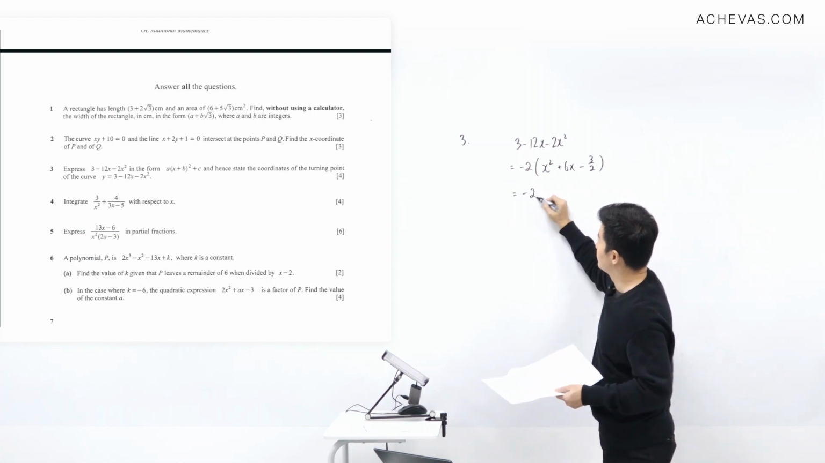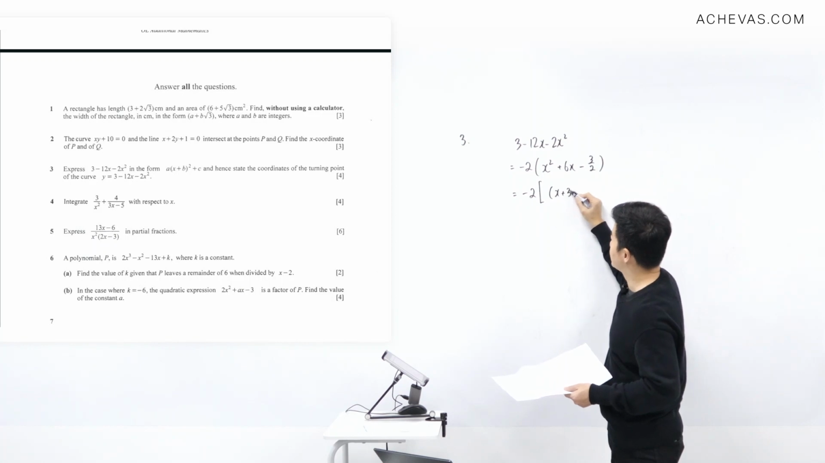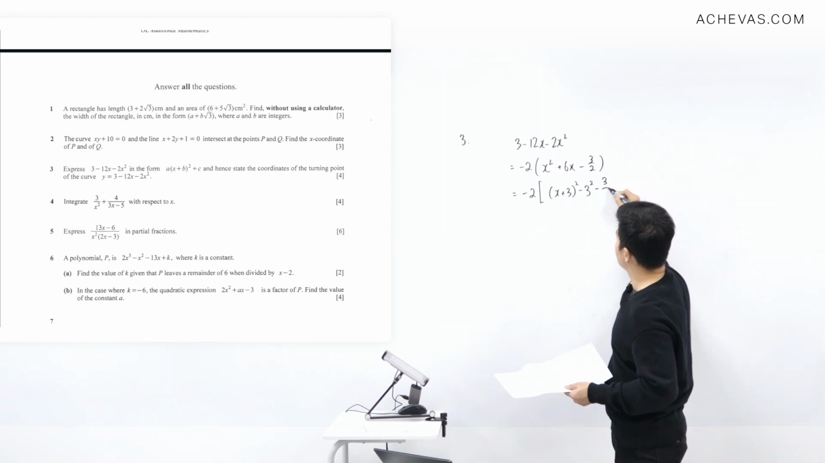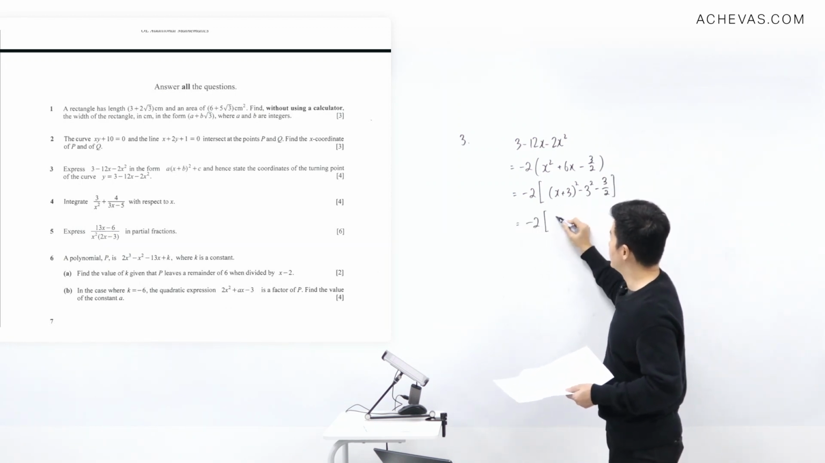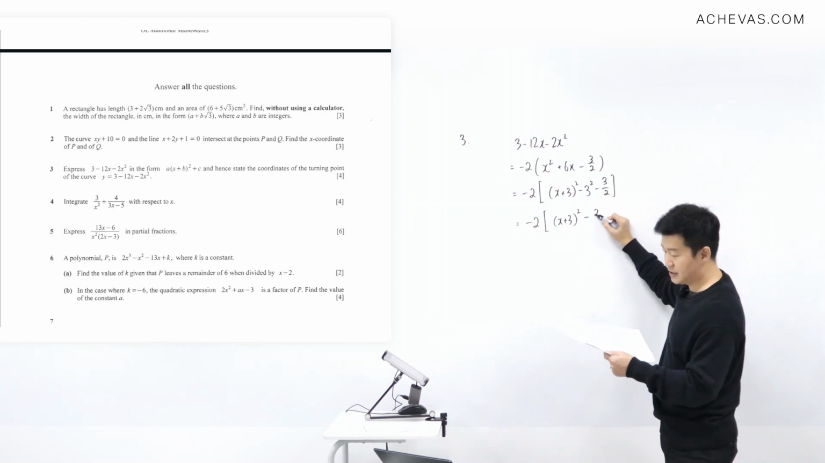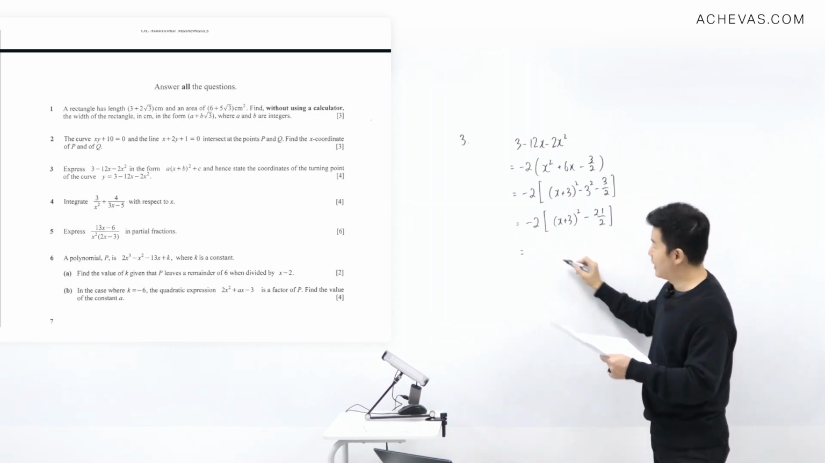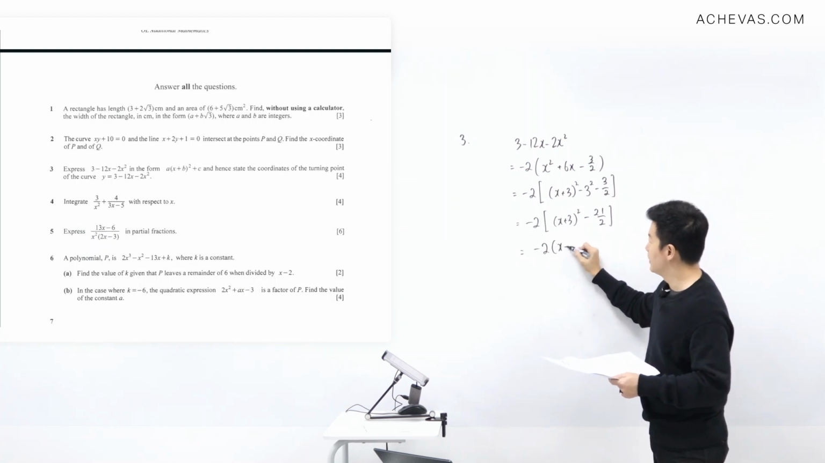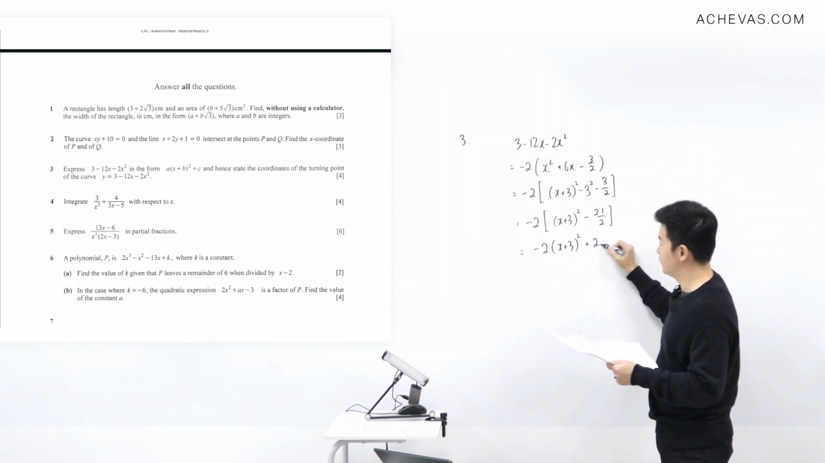So this is going to be equal to minus 2 completing square to this. It is going to be x plus 3 squared minus 3 squared, minus away this, which is minus 3 over 2. So we have a minus 2 of this. This is x plus 3 squared. This, minus 9 minus 3 over 2, is going to be minus 21 over 2. So multiplying this in, we will have a minus 2 times x plus 3 squared. This times this is going to give me a positive 21.